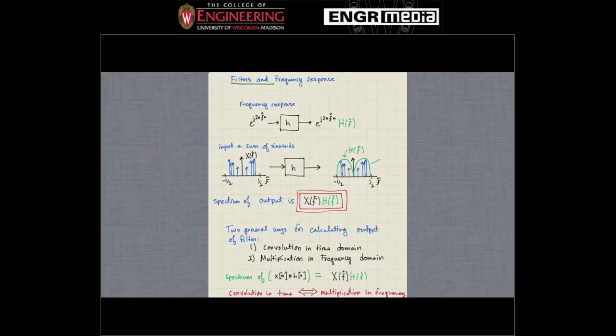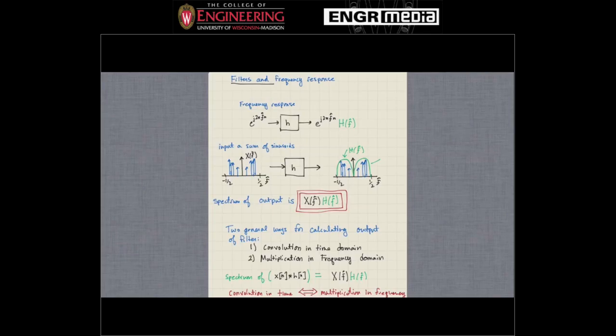That tells us another way to compute the output of a filter. The first thing we saw was to compute convolution in the time domain. But here, if we know the spectrum of X, and if we think of the frequency response of the filter as the spectrum of the impulse response of the filter, then we can compute the output just by multiplying together those two spectrums. Once we have that new spectrum, X of f multiplied by H of f, we can undo that spectrum to get back to the output time domain signal.